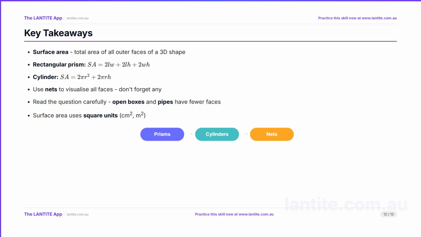Let's recap. Surface area is the total area of all the outer faces of a three-dimensional shape. For a rectangular prism, use SA equals 2LW plus 2LH plus 2WH. For a cylinder, SA equals 2 pi r squared plus 2 pi rh. Always use nets to help you visualize the faces, and read the question carefully. Open boxes and pipes have fewer faces to account for. Surface area is always measured in square units. These skills are useful for real-world problems and come up on the LANTITE.